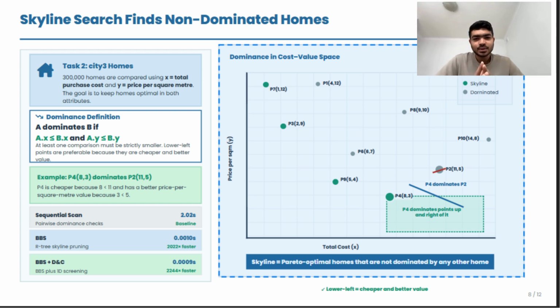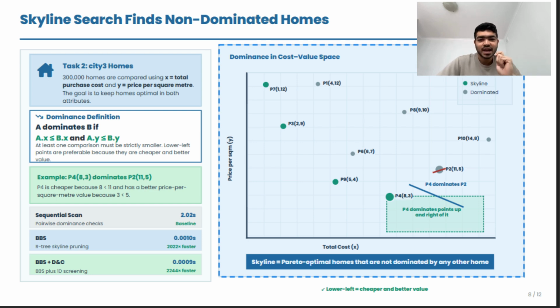I worked on task 2, which is skyline search on 300,000 homes for the city 3 dataset. The problem is different from the nearest neighbor search. Here, we are not looking only for one closest point. We are looking for a whole set of homes that represent the best possible trade-offs across the two attributes.